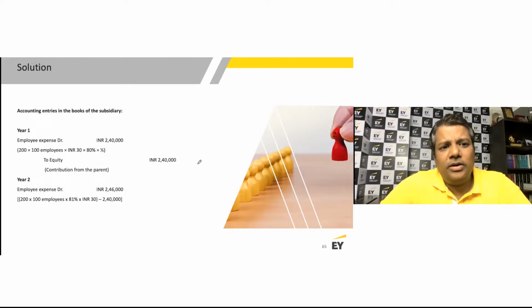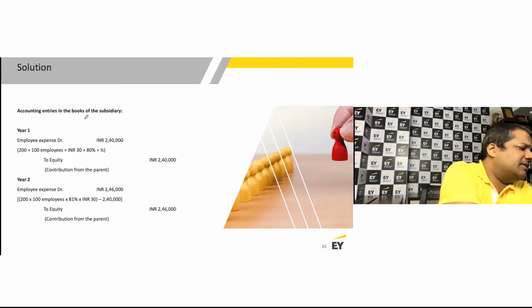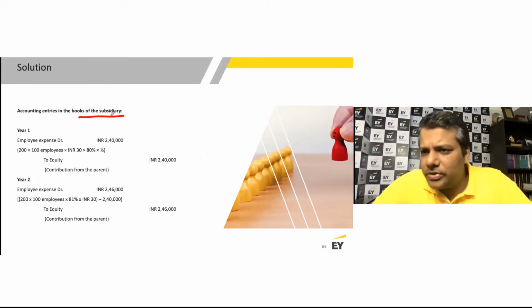Okay. And I had already recorded 240, so the balance gets recorded. Credit to equity, contribution from the parent. That's how you will do the accounting in the books of the subsidiary.